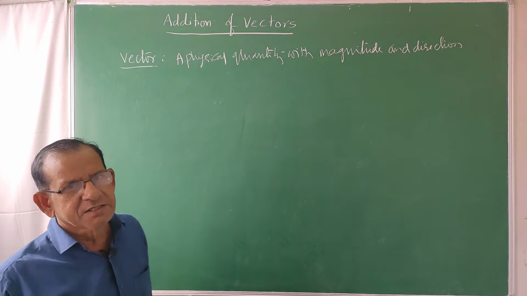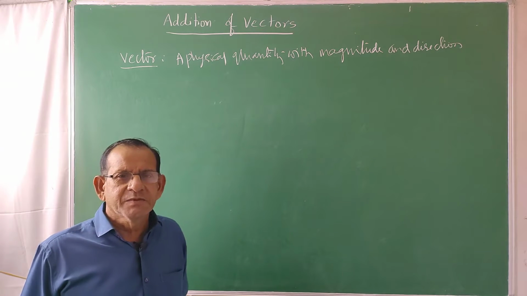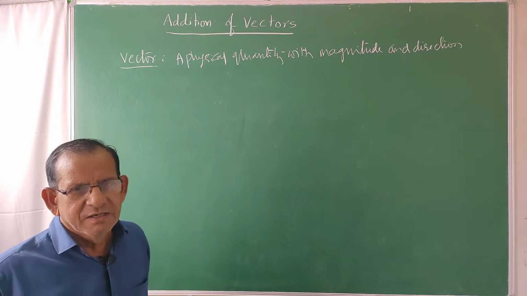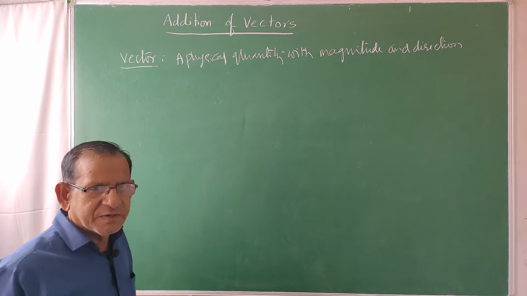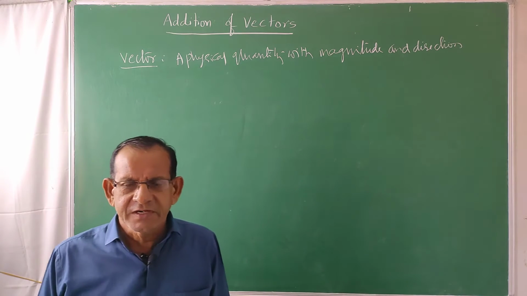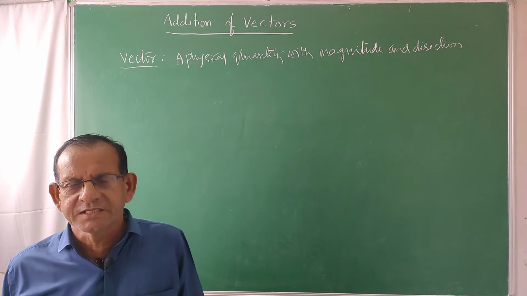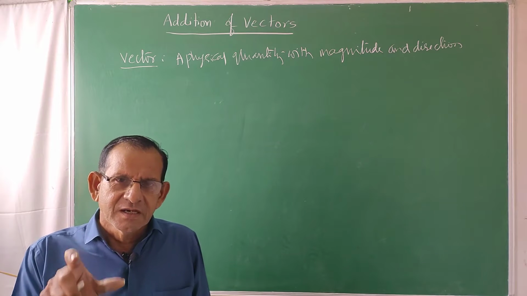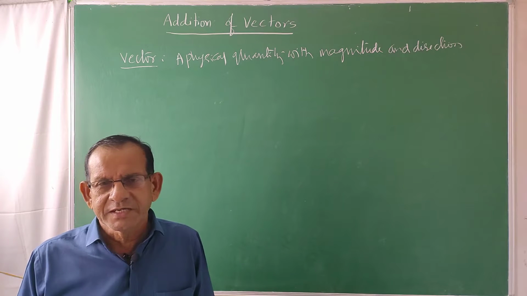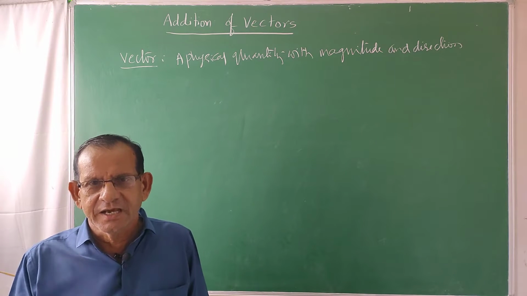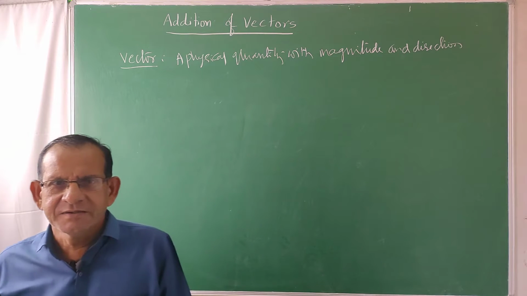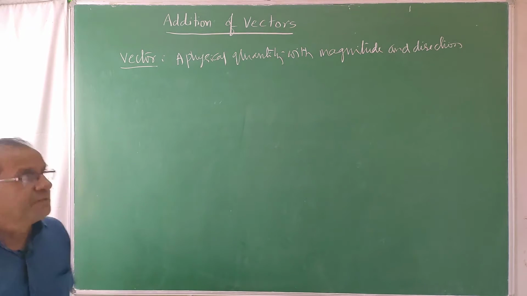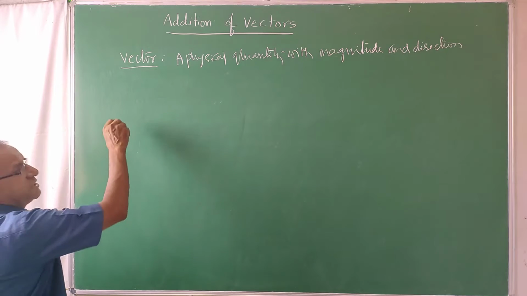But in mathematics, we denote a vector just by a directed line segment. The length of that directed line segment gives you the magnitude, and the direction indicated on that line indicates the direction. Next one is position vector of a point.